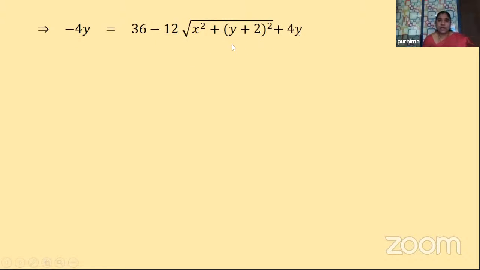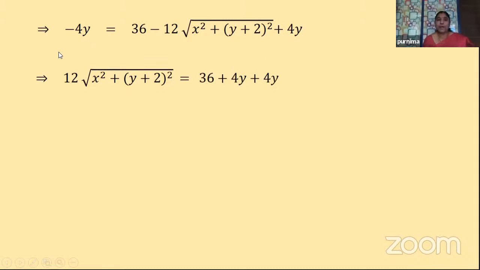Here, minus 4y I am sending to the positive side, and this minus 12 term I am sending to the other side. So let us do it now. Minus 12 comes to this side, which means it becomes positive. So 12 into under root of x square plus (y plus 2) whole square is equal to 36 plus 4y. This minus 4y comes here, it becomes plus 4y. Next, 12 into under root of x square plus (y plus 2) whole square is equal to 36 plus 8y.